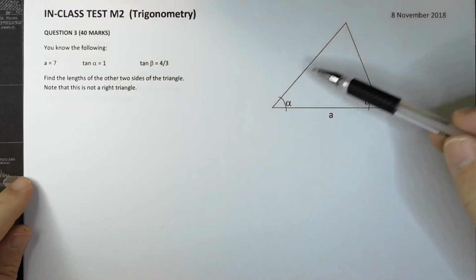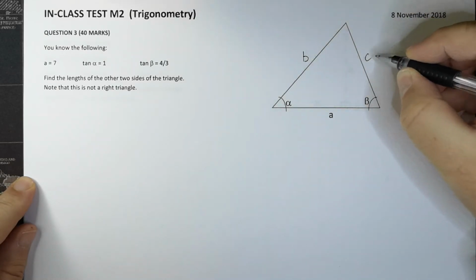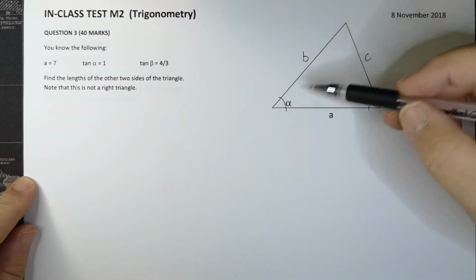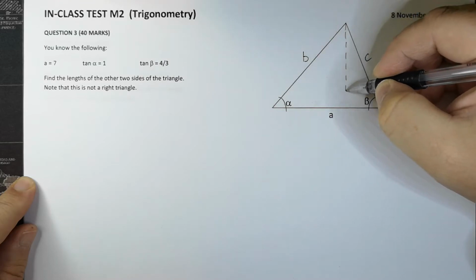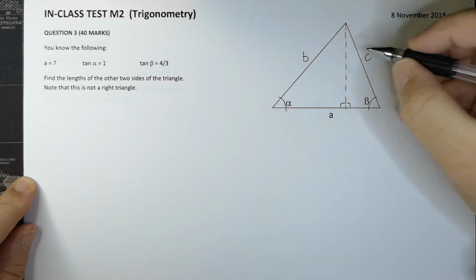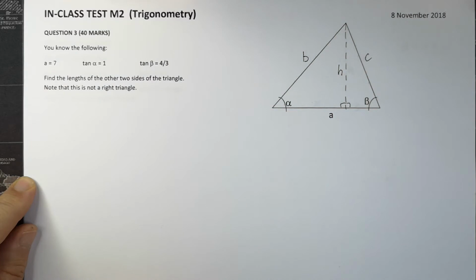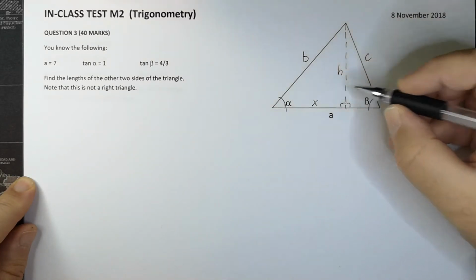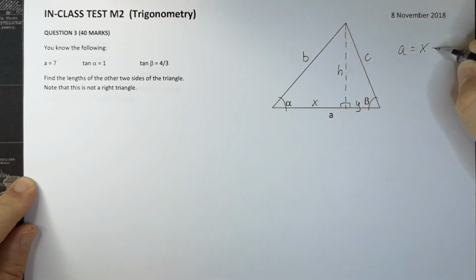First thing, I will name the other two sides as B and C. This triangle is not a right triangle, but I can create right triangles by dividing this triangle like this, with two right angles here, and I will also name the division line H for height. The base edge A is now subdivided into two segments, which I will call X and Y, and also write an equation A equals X plus Y.